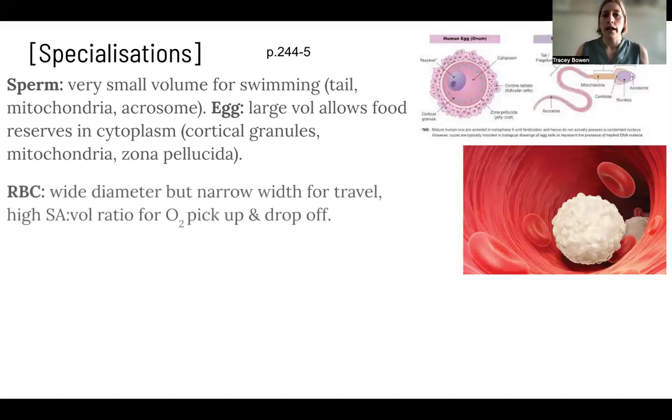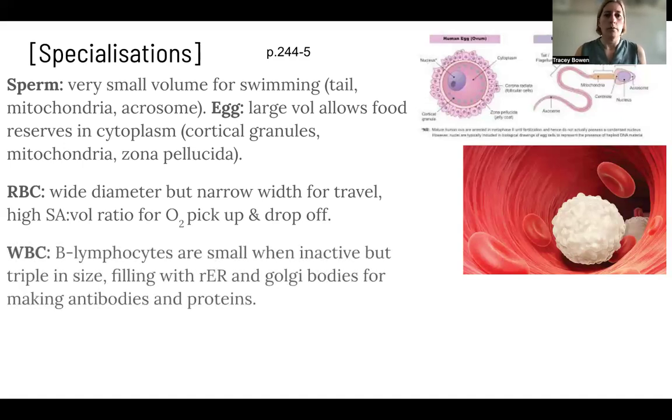Red blood cells have wide diameters but narrow width, and this allows them to travel well, but also gives them a high surface area to volume ratio for picking up oxygen and dropping it off. White blood cells are small when they're inactive, but triple in size, filling with rough endoplasmic reticulum and Golgi bodies for making antibodies and proteins when they become activated.